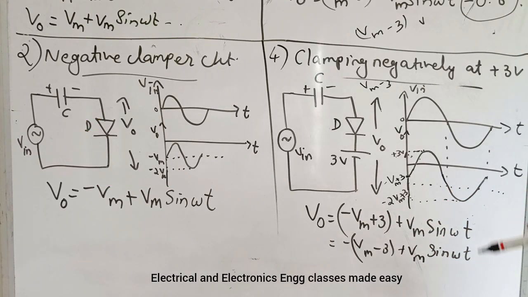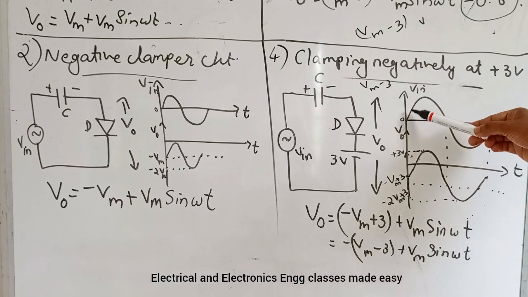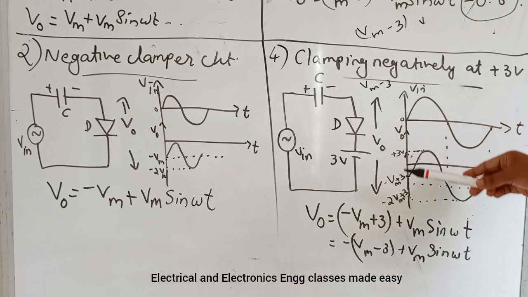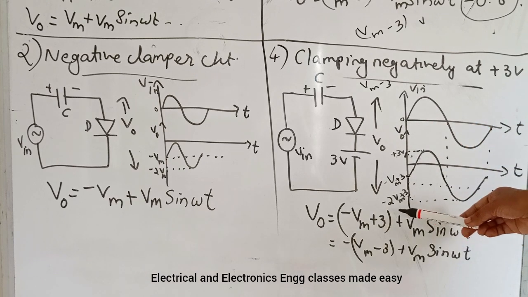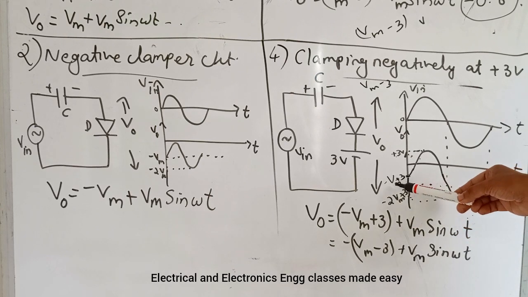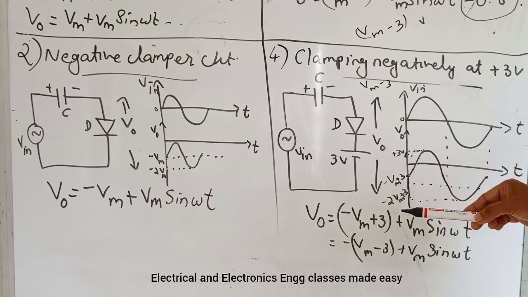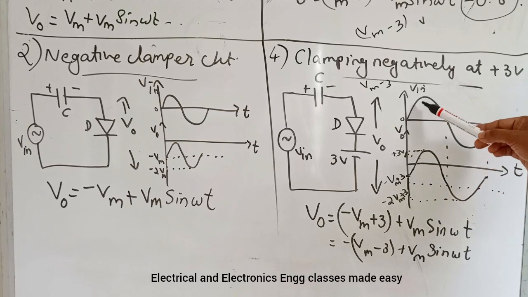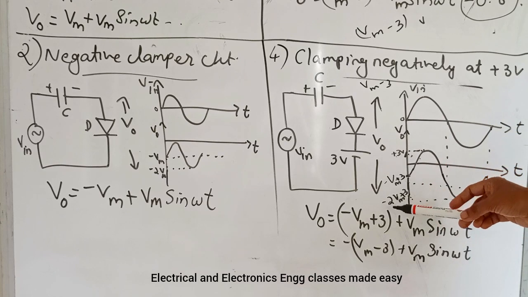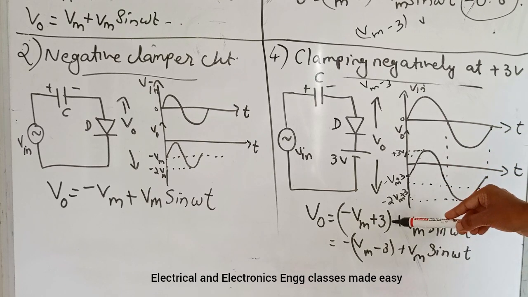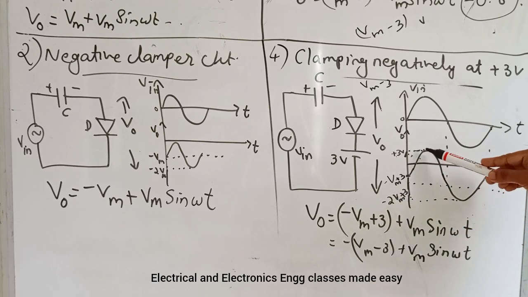So in the waveform, if the input is 0 volt, then 0 plus minus Vm plus 3, that is it will be minus Vm plus 3, that is this point. Then when the input is Vm, it will be minus Vm plus Vm, that is it will be plus 3 volt.